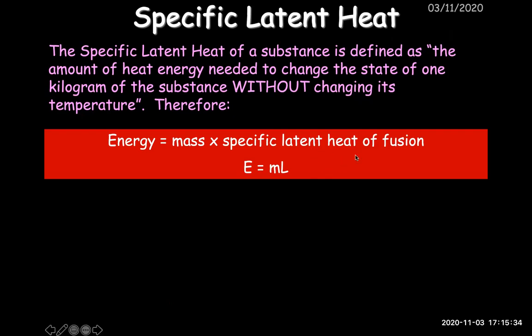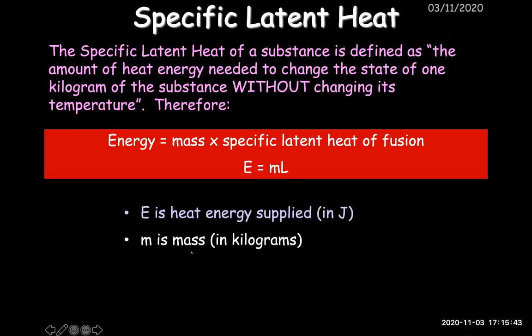In GCSE, we tend to just worry about the fusion section, and I'll go through what fusion is in a little bit. So E is the amount of energy, measured in joules. Mass is always measured in kilograms, and this specific latent heat is joules per kilogram. So how much energy goes in per kilogram. So if we can get those into our books, please, as quickly as we can. Please pause the video now.